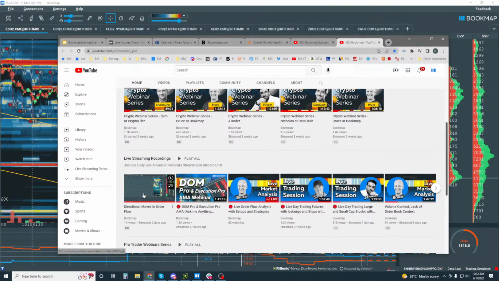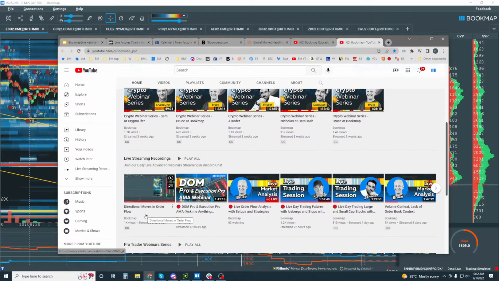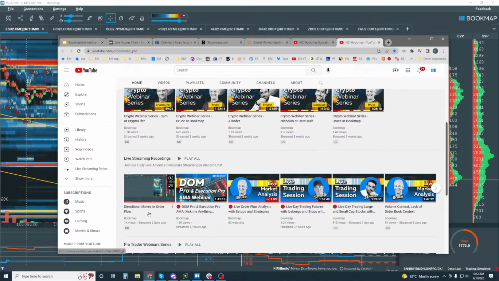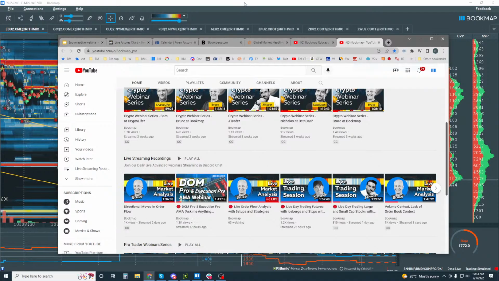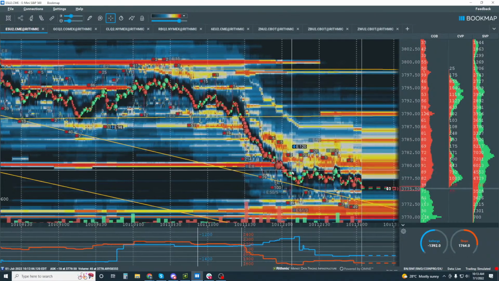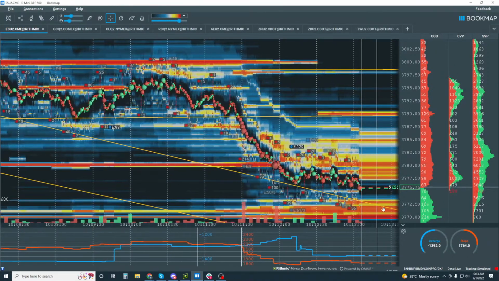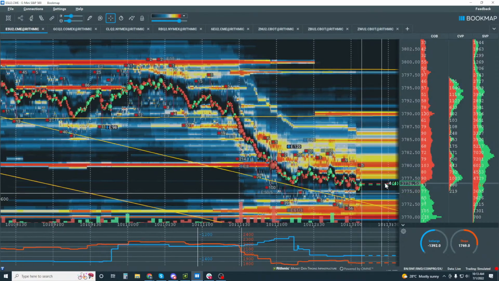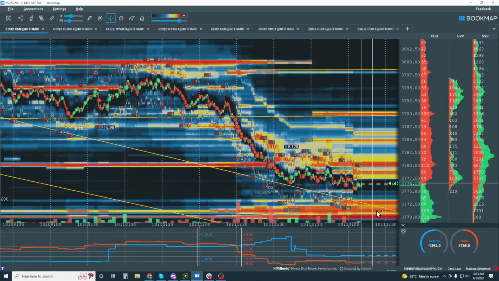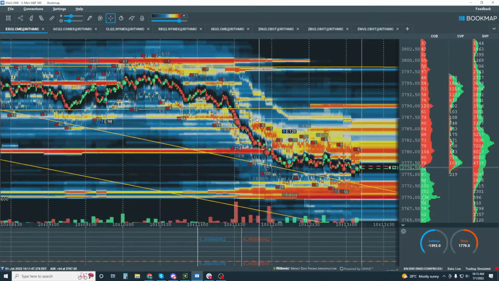Yeah, this one here, the directional move in order flow here. Watch this one, because we talked about directional moves. This is a directional move on this time frame, so we're still looking for it to go lower. We're just looking for a pullback and then for the move lower into 70 here.